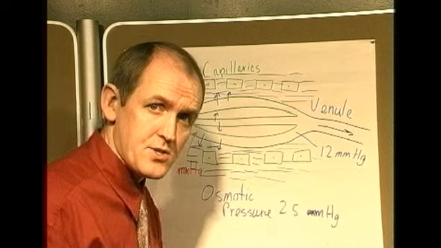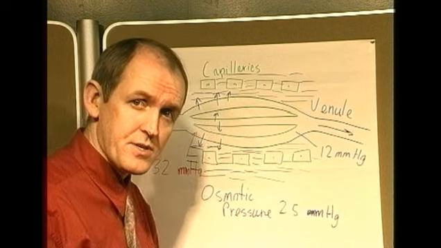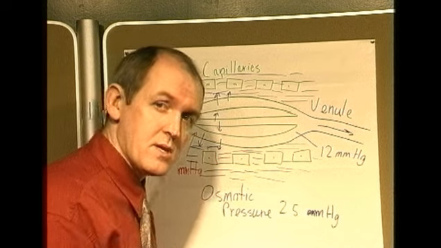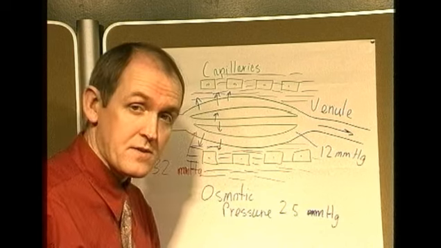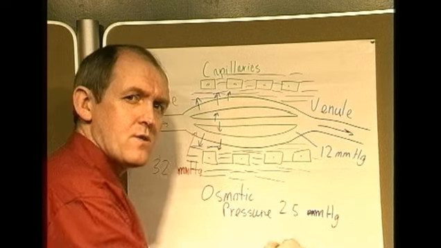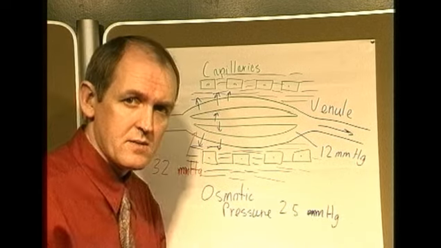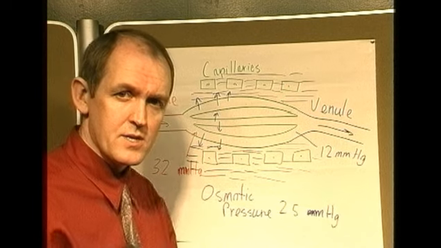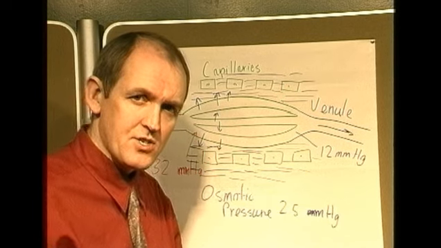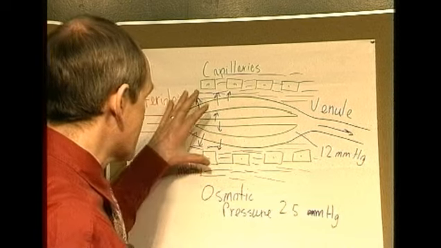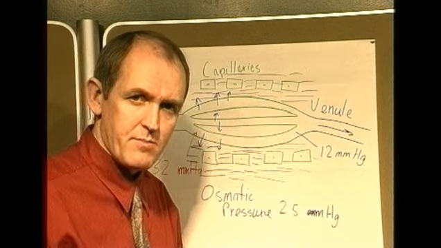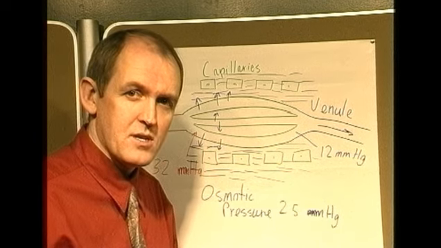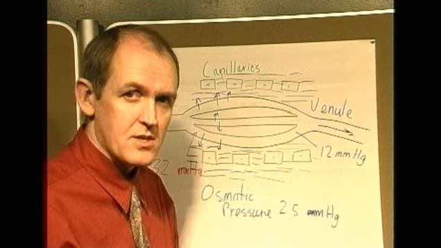Tissue fluid is also essential to facilitate the diffusion of glucose from the blood through to the cells of the body. And of course the removal of waste products from the cells, from the tissue fluid, back into the bloodstream. So tissue fluid, sometimes referred to as interstitial fluid, is absolutely essential. And it's formed because at the arterial end of the capillary, hydrostatic pressure, or blood pressure, exceeds osmotic pressure.